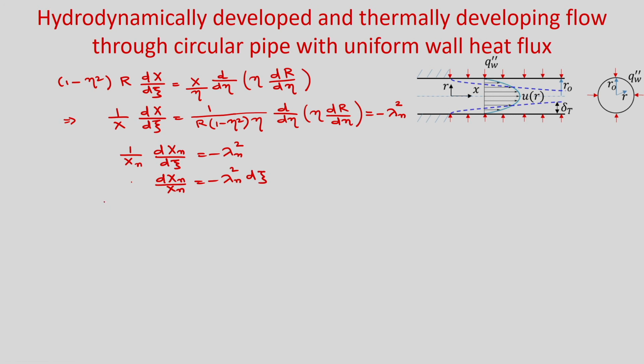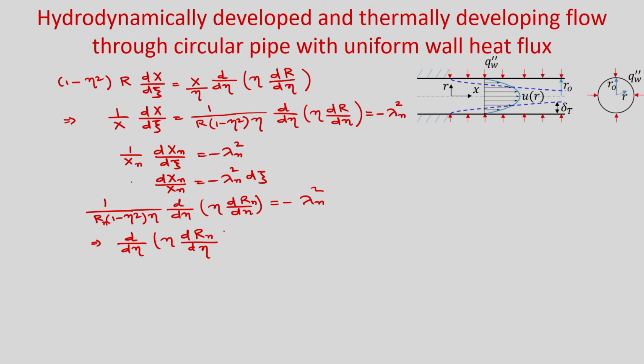The other term you will get is 1 by r into 1 minus eta square into eta, d of d eta into dr by d eta, is equal to minus lambda n square. So, you can see this will be d of d eta into eta dr. We will write r n, because for different values of lambda n you will get different solutions. So, we will get d of d eta of eta d r n by d eta, plus lambda n square into 1 minus eta square into eta into r n is equal to 0.